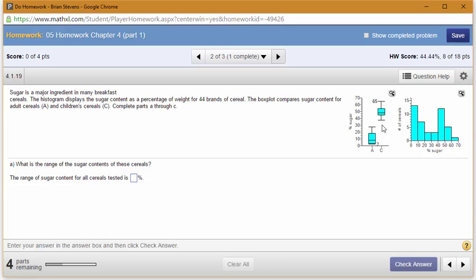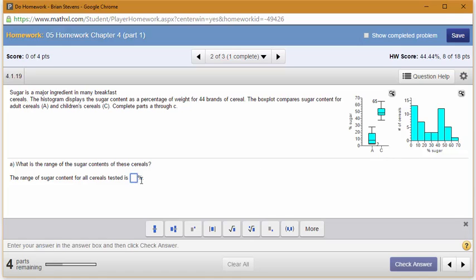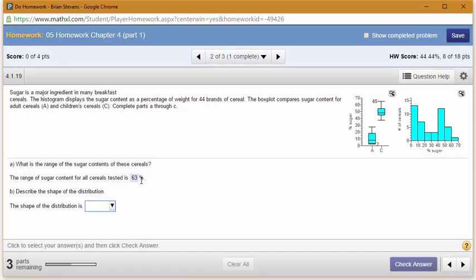And you do have side-by-side box plots here, and these are both being displayed in one histogram. So 2 to 63 is the range. So the range is 63. And I think I might have said 2 to 63, but it's 2 to 65. 65 minus 2 is 63. And you can only see that in the box plots.